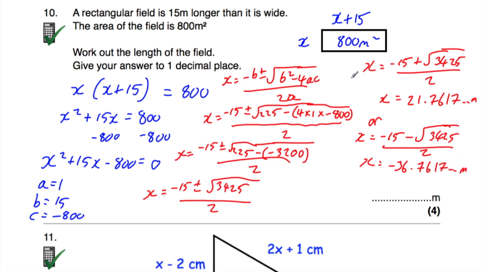Now that actually doesn't make sense, because we're finding the width of the field here, and the width of the field can't be minus 36 meters. It doesn't make sense. So that cannot be a solution. So this is going to be our solution for x. So x is equal to 21.7617 and so on meters.